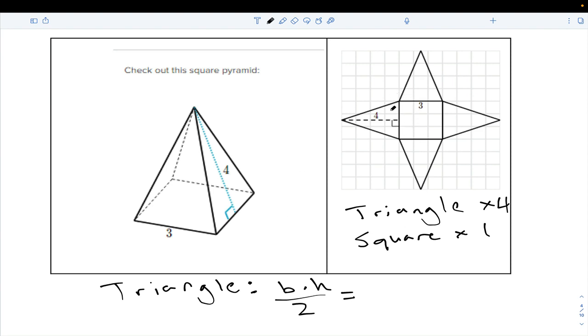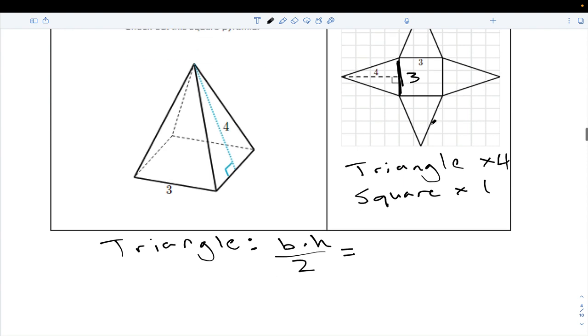Cooper, can you keep going though? What's the base of this guy? That would be 3. You got it. If they don't give you the number, you can look at this square or just count how many units there are. There's 1, 2, 3 boxes. This would be 3 units total. 4 times 3, divided by 2. 12 divided by 2 is 6.